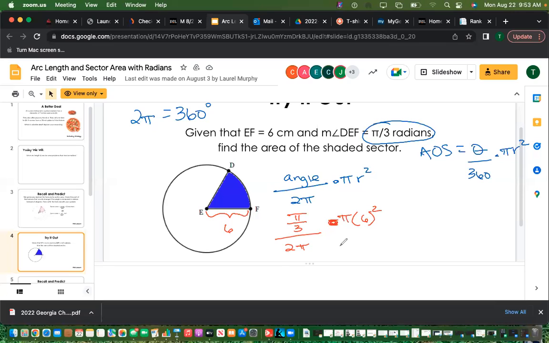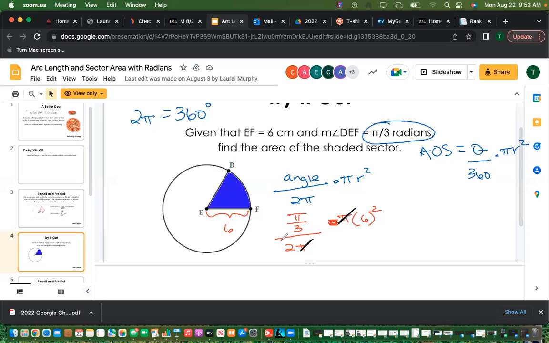Now this looks like a hot mess. Simplifying this looks a little tricky. I would suggest plugging this into a calculator, but if you want to simplify without a calculator, you can. You see how there's a pi in the denominator here, and there's a pi up here? Those two will cancel. And then we've got pi over 3 divided by 2.